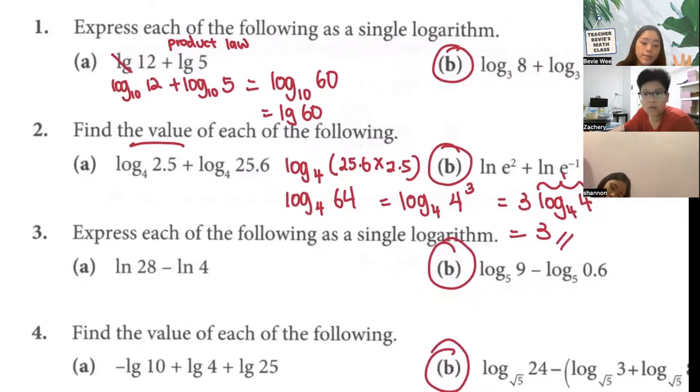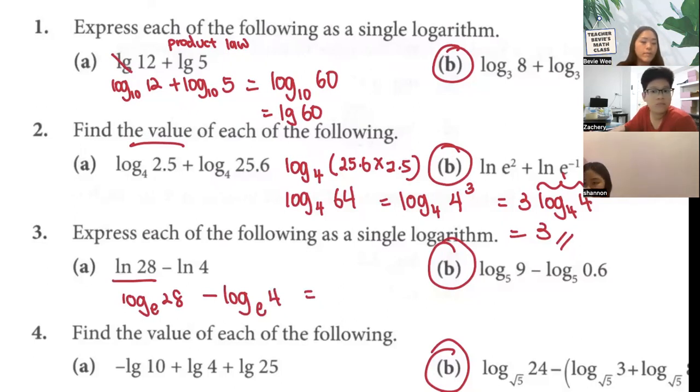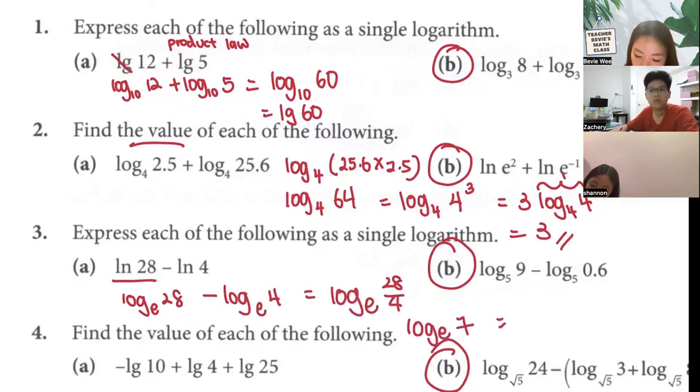Okay, question 3A, same thing. They just want us to express it in a single logarithm. Don't need to press calculator. So this is log base e 28 minus log base e 4. If you're not very comfortable with it, and it's a minus, how do you combine? Quotient law, right? You will just get log base e 28 over 4, log base e 7, change it back to ln 7. If you are comfortable working with log base e, just go ahead.